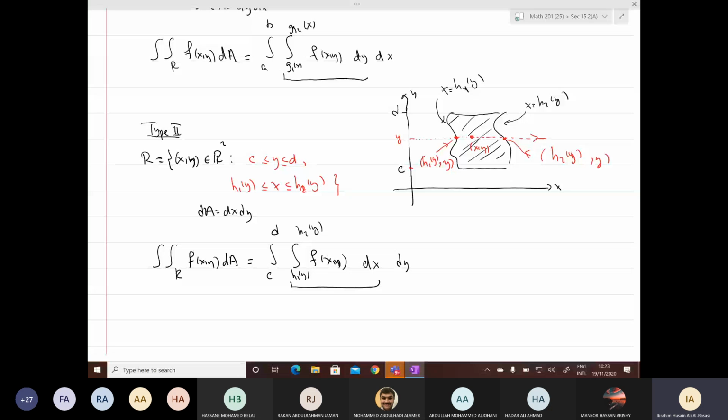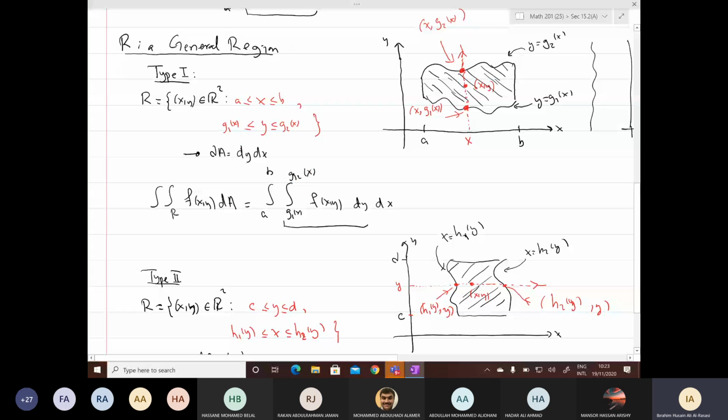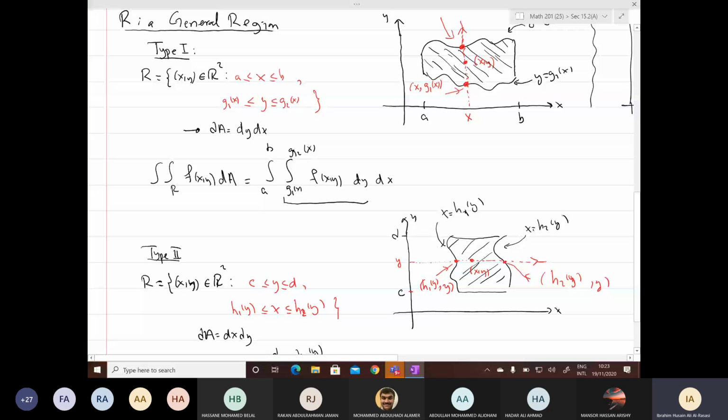This is type 1 and type 2, and these are really the three basic regions in chapter 15 as a whole. You have either a rectangular region, very simple, or a region of type 1, which is geometrically a region between an upper and a lower curve, or a region of type 2, geometrically a region between a left and a right curve.